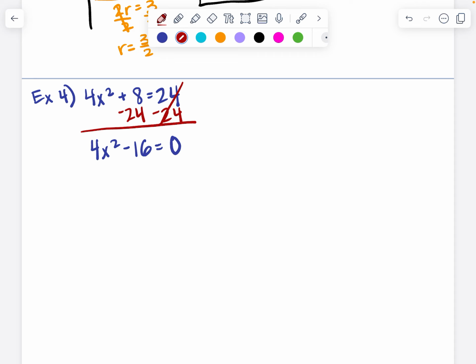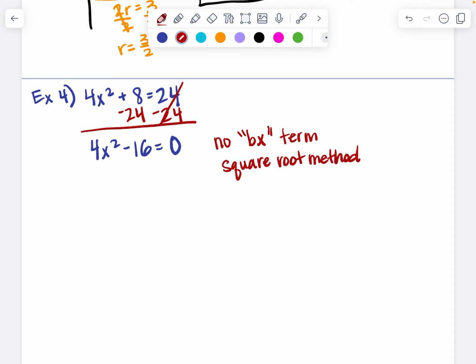And you'll notice that this one has no bx term. This means we can use the square root method. Or we can try the square root method. There will be some cases where you still will have to use the quadratic formula. But let's try the square root method.